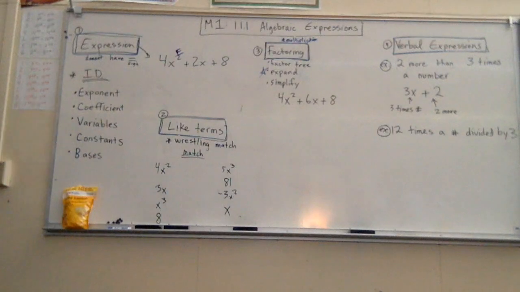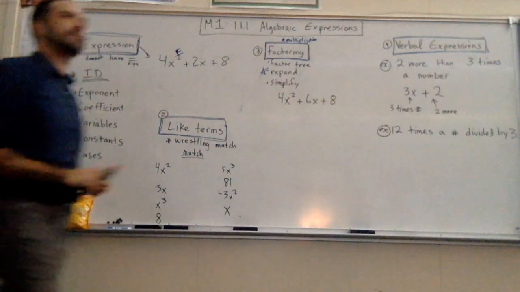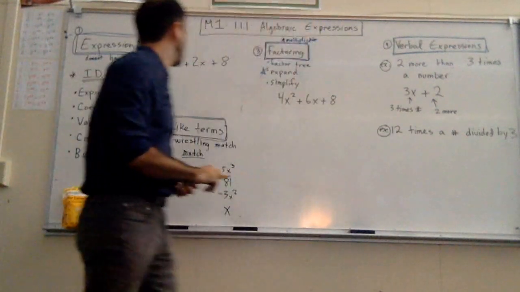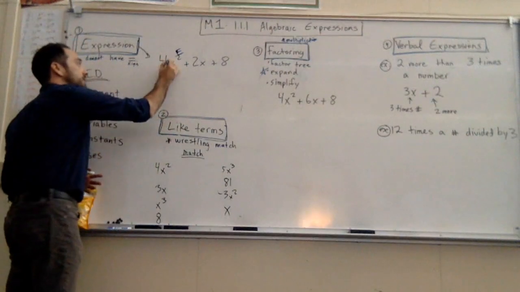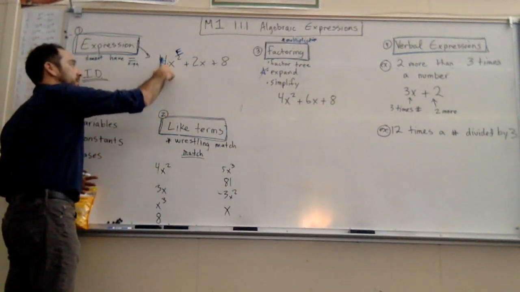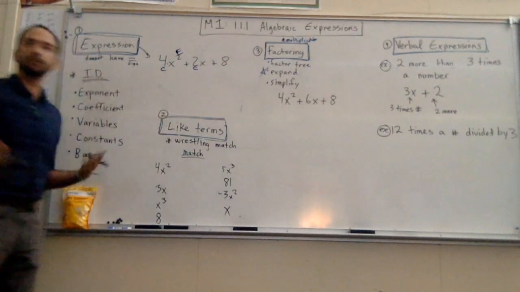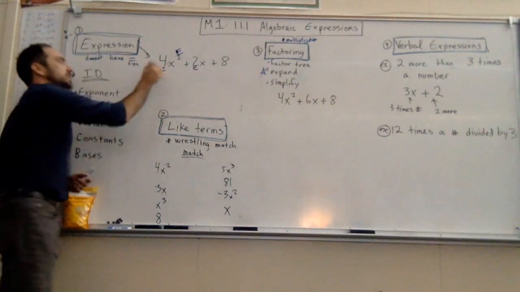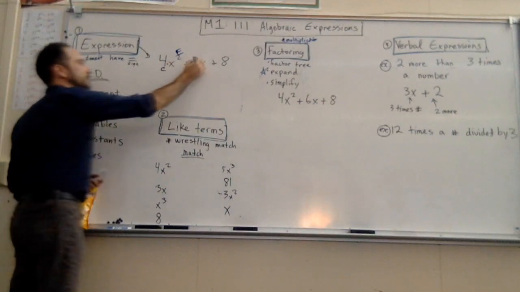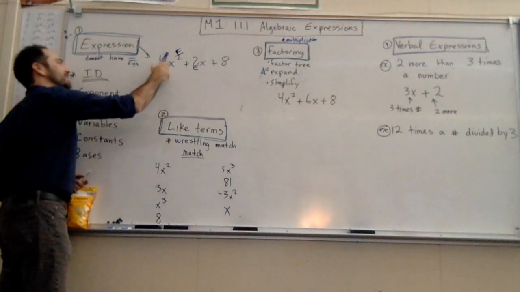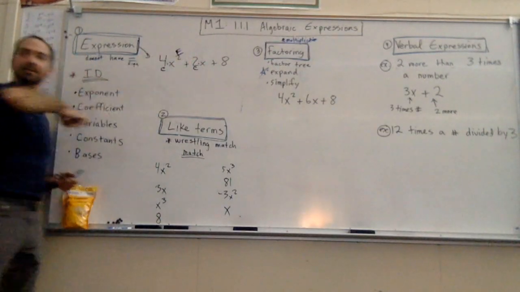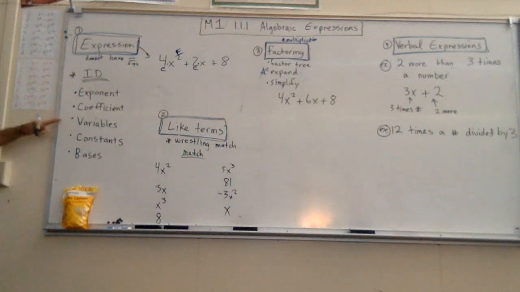How about coefficients? Where do we see coefficients? Yes? The 4 and the 2. The 4 and the 2. The coefficient is always the value that's multiplied to the variable. So we have a coefficient, we have a coefficient. That's it. Remember, it's 2 times x squared. It's 4 times x squared. It's 2 times x.